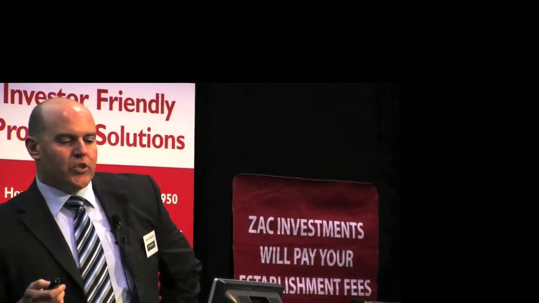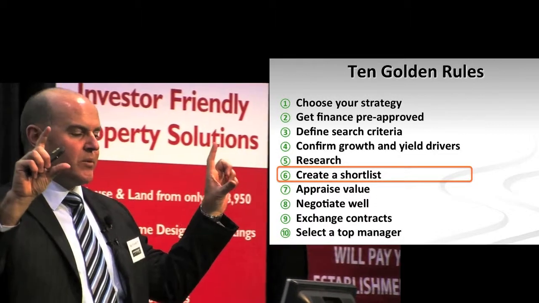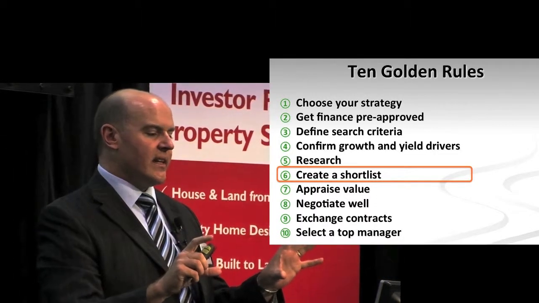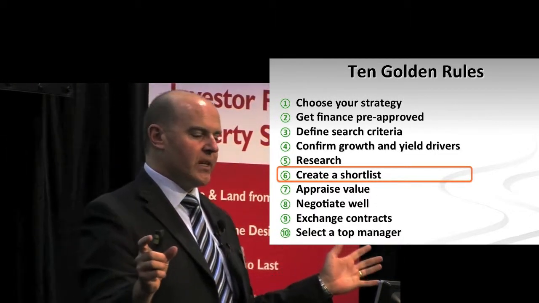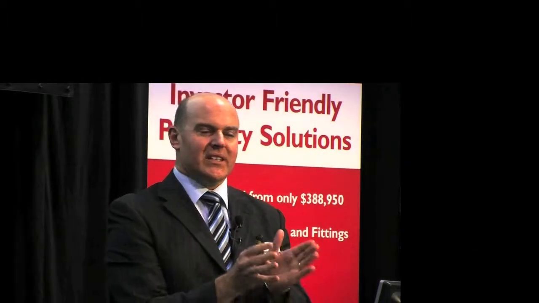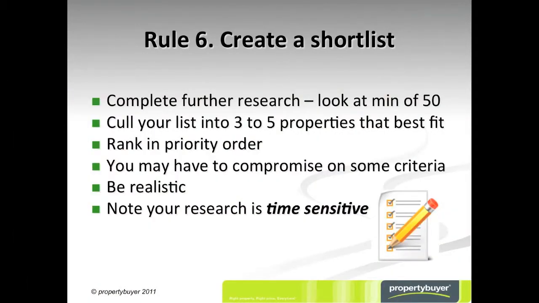Rule number 6, create a shortlist. So you've identified your suburbs, you've gone out there, you've looked at least 50 properties, now you've got to cull your list down to 3 to 5. This is really hard because you're going to start seeing opportunities all over the place. You've got to get really ruthless here and rank your properties in order and get down to just 3 to 5 that you're going to be making offers on.